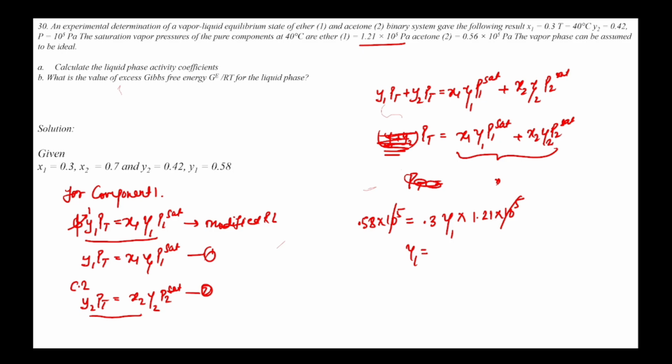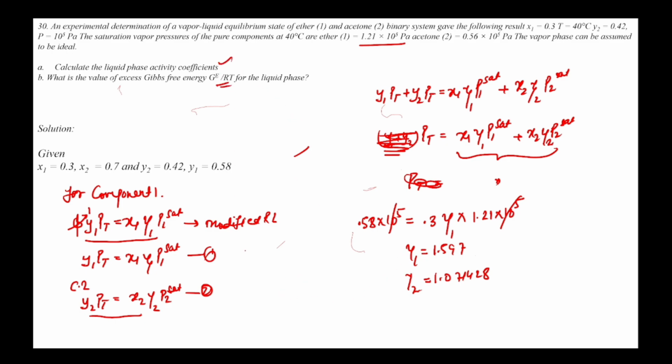Calculator. So 0.58 divided by 0.3 divided by 1.21, 1.597. So it will give the value of gamma 1 as 1.597. Similarly, gamma 2 is equal to 0.42 divided by 0.7 divided by 0.56, 1.071428. Okay, so gamma 1 and gamma 2 we have calculated.